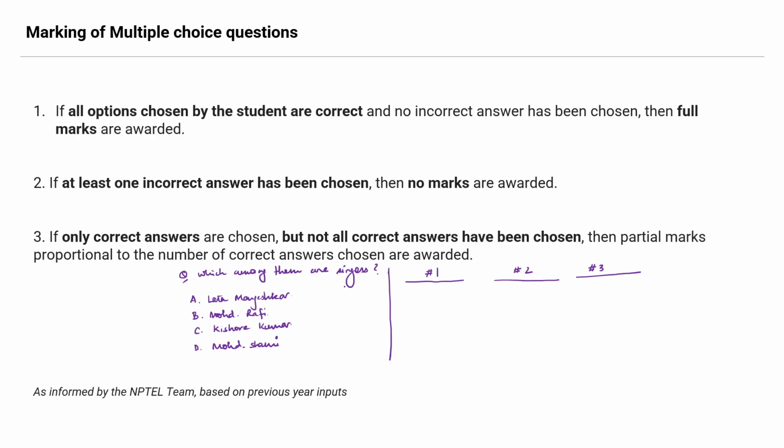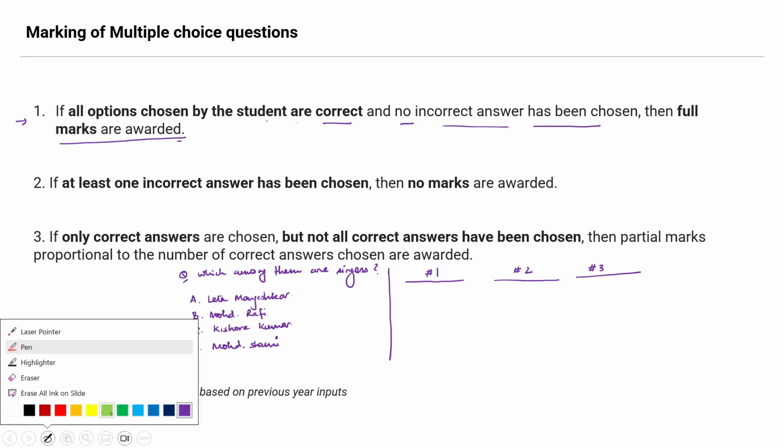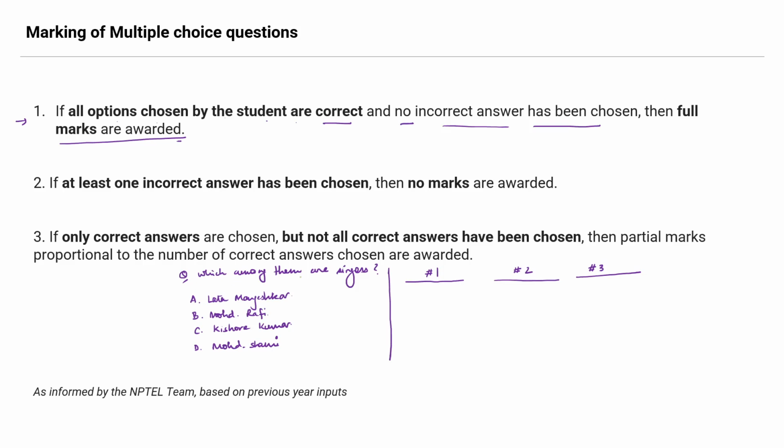All right. So let's take the first sentence, which says, if all options chosen by the student are correct and no incorrect answer has been chosen, then full marks are awarded. Okay. So what does it mean? Let's take the question. The question is, which among them are singers? So Lata ji is a singer, has been a singer. Mohammad Rafi has been a singer. Kishore Kumar has been a singer. So there are three correct responses.